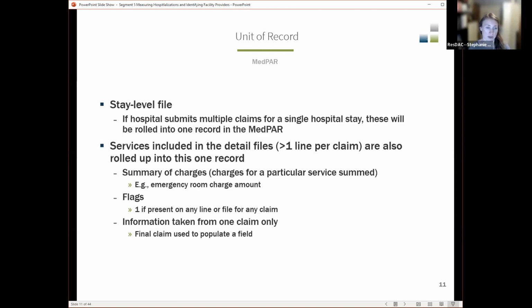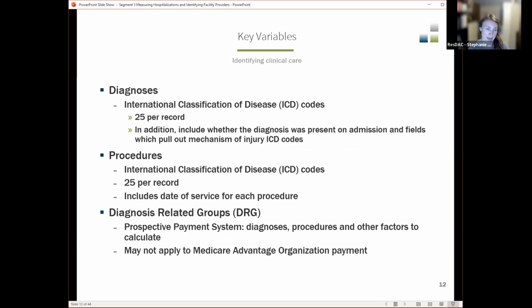So if you're curious about that, but just to note that it's one line per stay. The key variables that people tend to be interested in, if they want to identify the clinical care that's used, are the 25 diagnosis codes. In addition to those 25, for each of those, you can know whether or not that diagnosis code was present on admission. Mechanism of injury codes have another section within the MedPAR data.